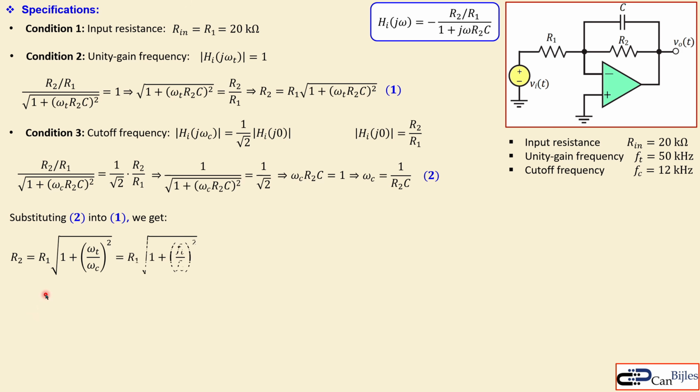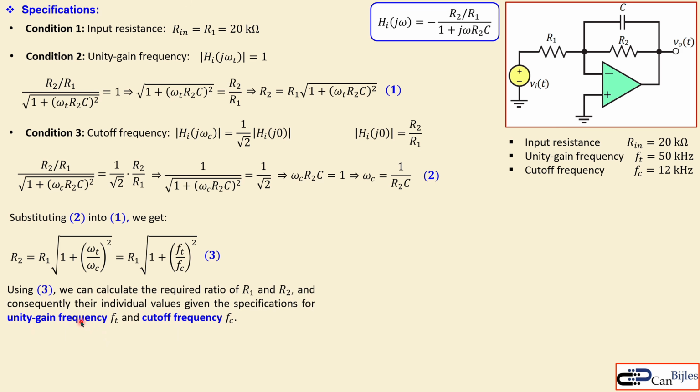You can also say, now let's, instead of using omegas, the frequency is in hertz. That's also possible because that's a ratio. That's also fine. So we can just use this formula. Now let's call this equation number 3. With this equation, we can calculate the required ratio of R1 and R2, and then consequently their individual values given the specifications for the unity gain frequency and the cutoff frequency. Now let's move on and then do that.